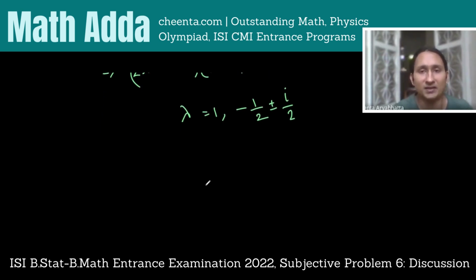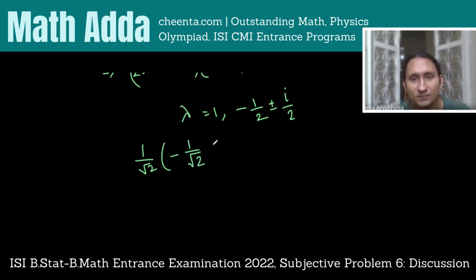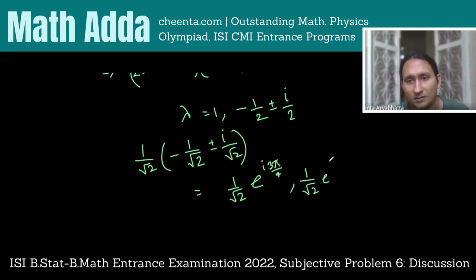I would like to make an observation here, which is that if I take 1 by root 2 common from the last two roots, that gives me 1 by root 2 times minus 1 by root 2 plus minus i by root 2. And these are actually 1 by root 2 e power i 3 pi by 4 and 1 by root 2 e power i 5 pi by 4.